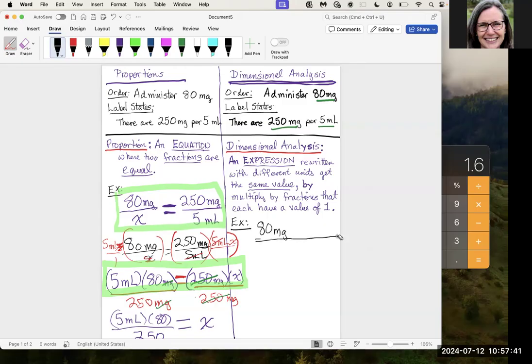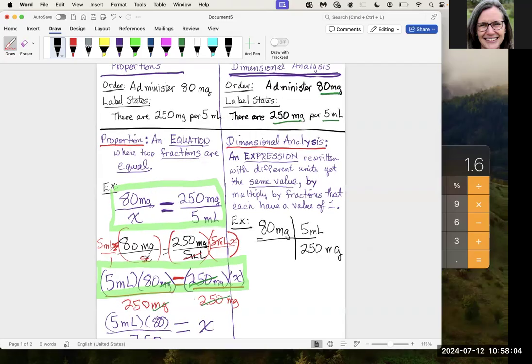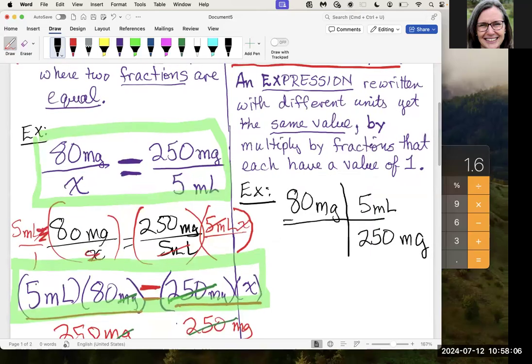I am then going to multiply by a fraction that has a value of 1. Now, any fraction has a value of 1 when the numerator and the denominator are the same thing. Well, I'm going to multiply by the ratio of 5 milliliters over 250 milligrams. Make this part bigger. That's a little easier to see.